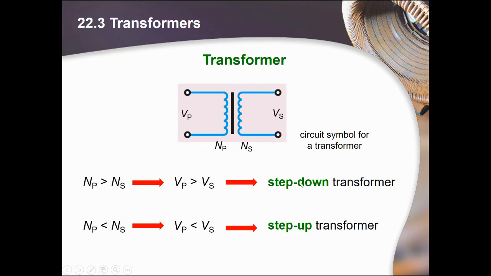So take note, there are step down and step up transformers depending on the turn ratio. The turn ratio is the number of turns in the secondary coil over the number of turns in the primary coil, because we are always interested in the secondary coil, the voltage that comes out.